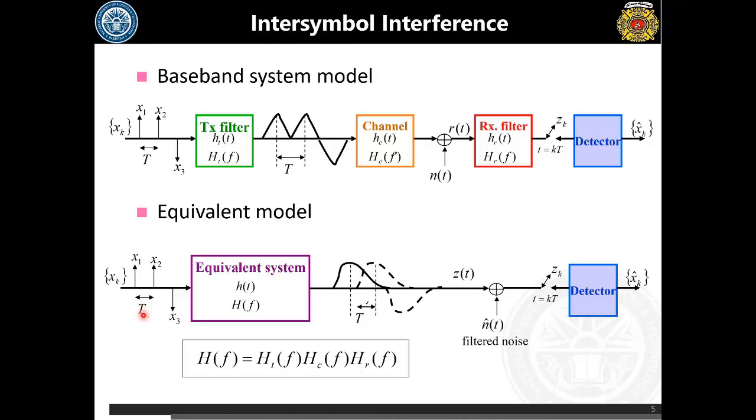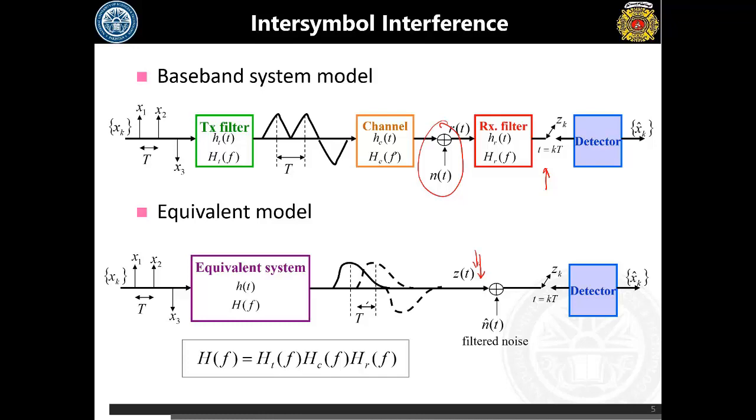If you see the second diagram, again we transmit x1, x2 and x3. After passing through this equivalent system, the output at this point is the same as this one. So these two are similar except for the noise. We have just taken the noise aside, and these three filters are in cascade. So the output z(k) at this point will be the same as the output z(t) at this point before sampling.